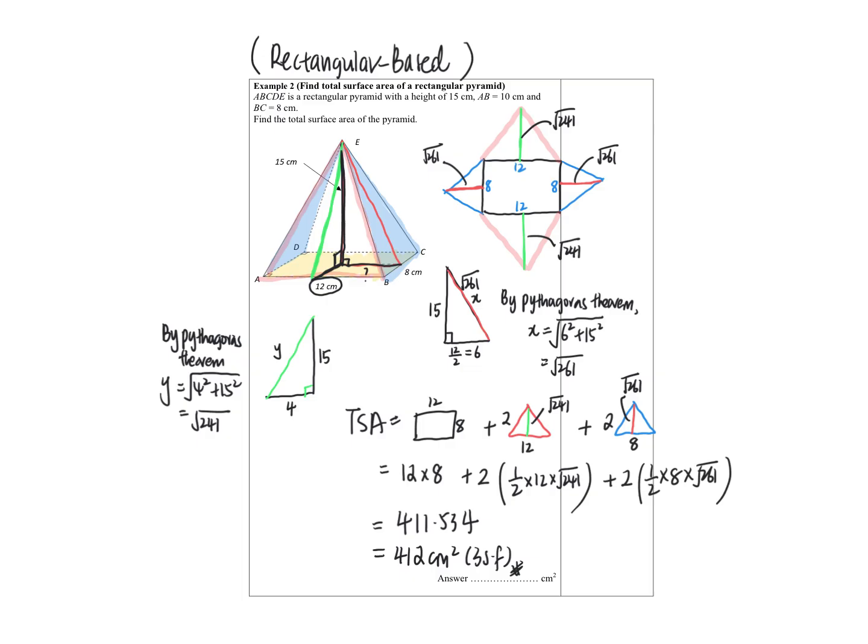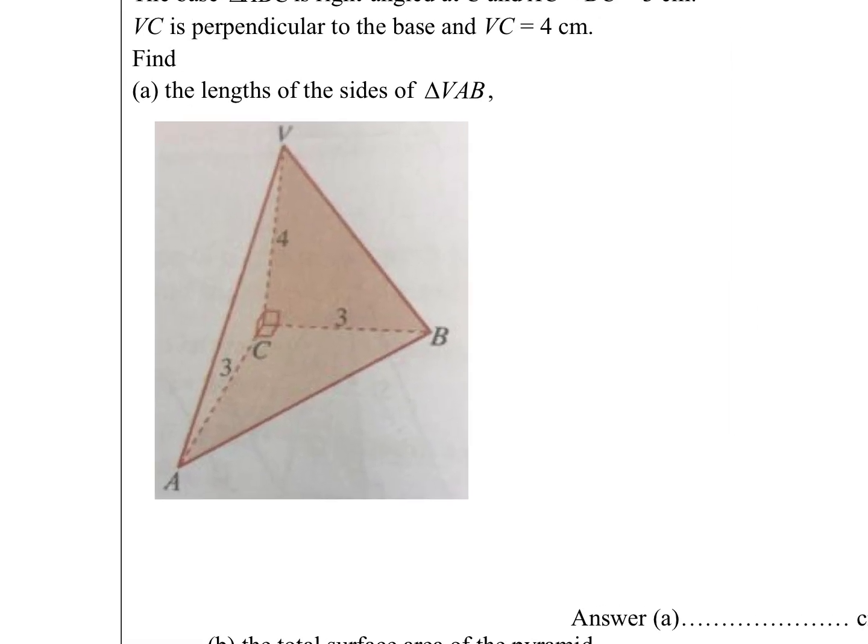Okay. Last example. What if the base is a triangle? Do I have that shape? The base is a triangle, but it's a right angle. No, I don't have. Okay. Last one, before you do on your own.